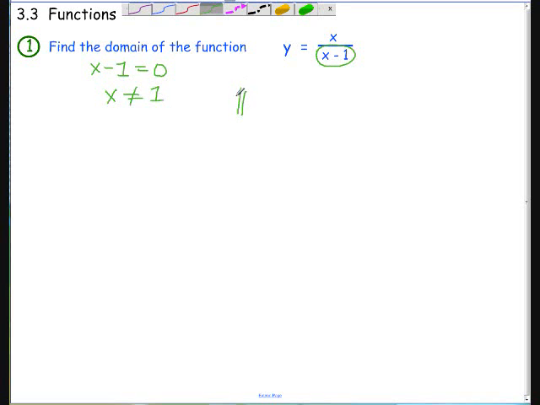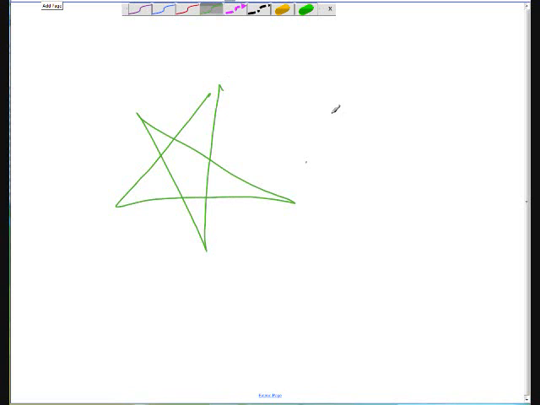So we could say all real numbers, and here's a way to write that. All real numbers except 1, a positive 1. That's the domain of this function. Only one number is excluded from the domain. And we're finished. Fini. Kaput.